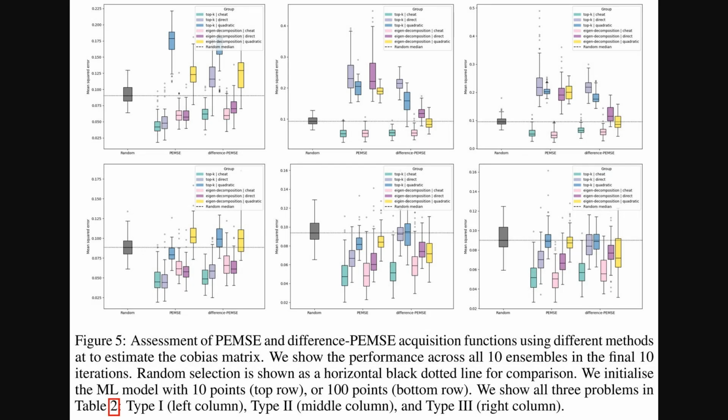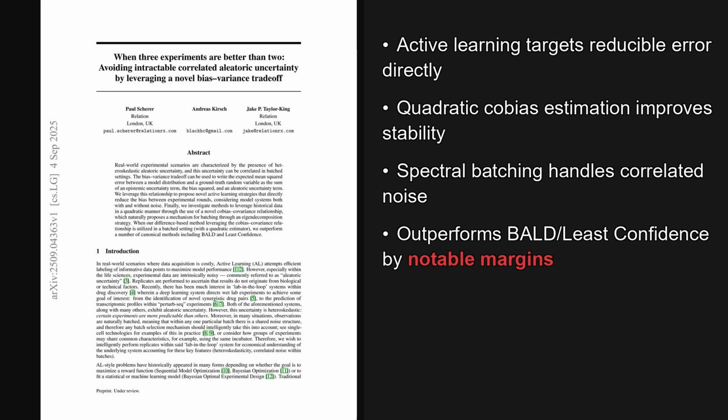So the previous figure compared estimation strategies. Figure 5 evaluates how those choices translate into mean squared error under different acquisition and batching schemes. The 6 panels show random, PEMSE, and difference PEMSE along the x-axis, with box plots summarizing ensembles. The quadratic Cobias estimator consistently lowers error, and pairing it with eigendecomposition batching performs best, especially under noisy Type 2 and Type 3 settings. The dotted line marks random selection, which many quadratic variants beat comfortably, so targeting reducible error clearly pays off.